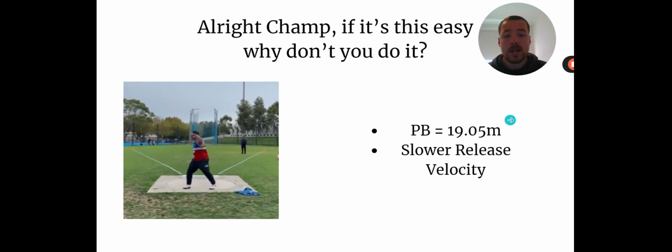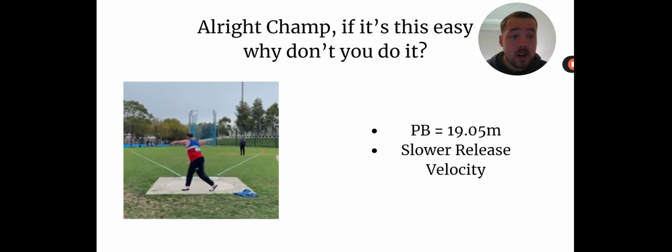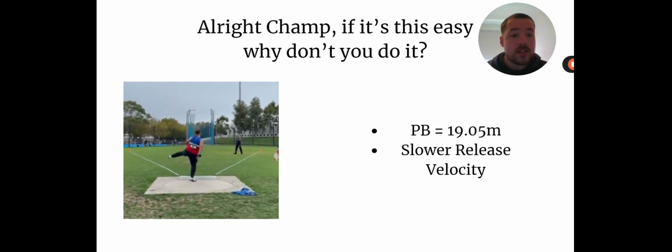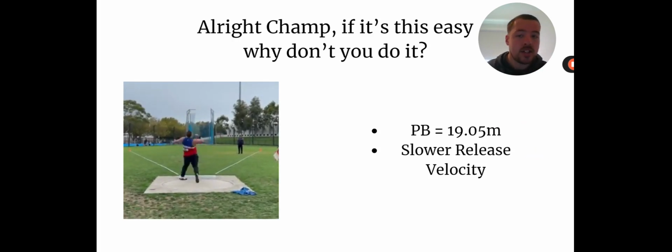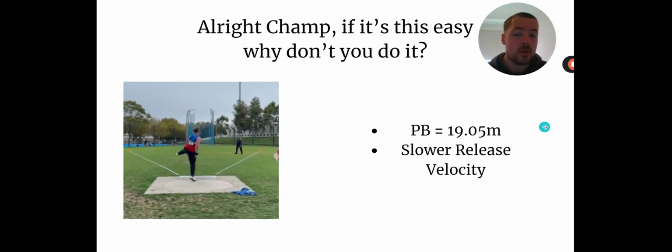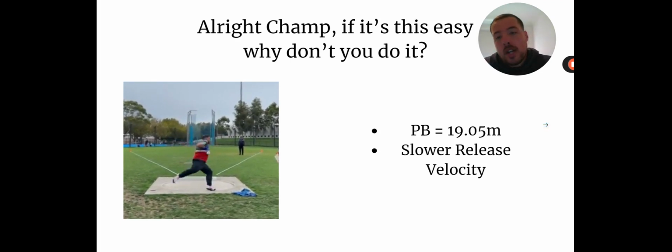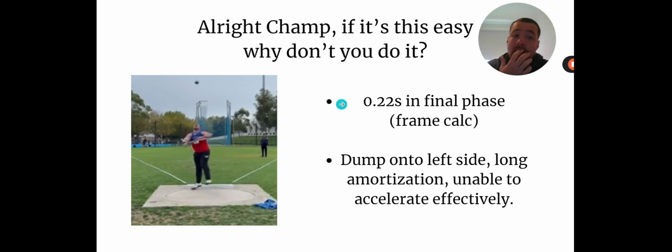Okay? So my PB, 1905, which if you, again, take the correlation we've done, it's going to mean I have a slower release velocity. I don't have the same biomechanics data behind it, but I'm going to assume it's somewhere in the range of 12 to 12 and a half. Okay? So I can't accelerate the shot to 14 meters per second, so I can't throw 22 meters. Now, the why behind why I can't accelerate the shot, in my opinion, it comes down to energy leaks and not being efficient enough upon the double support phase.